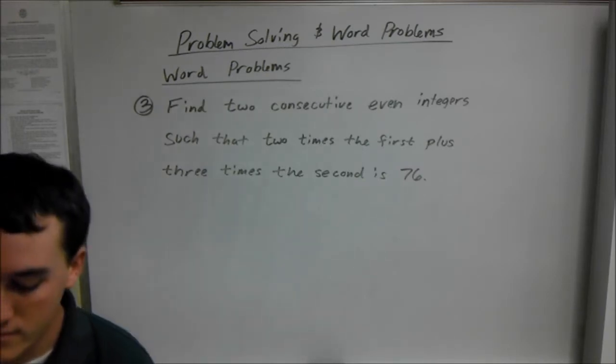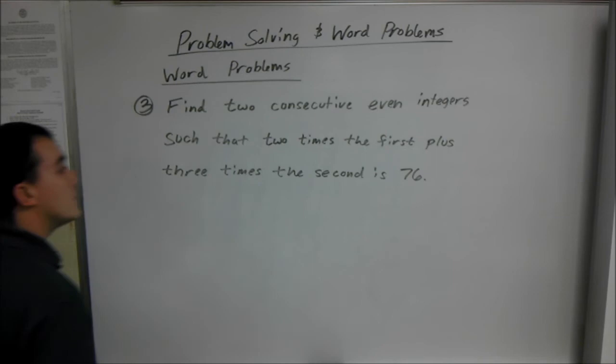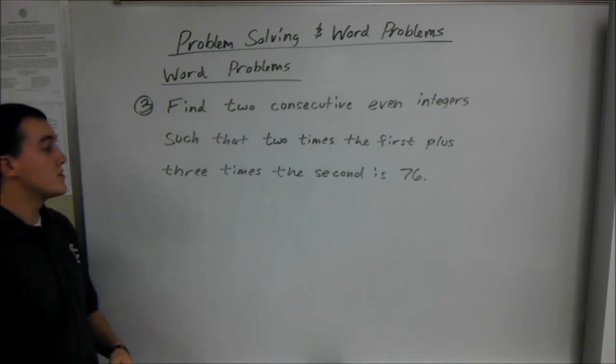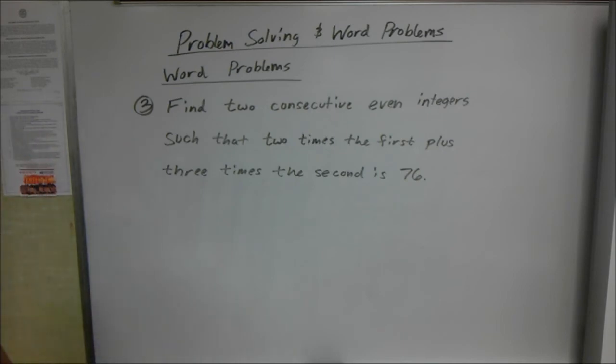And the last problem. Find two consecutive even integers such that 2 times the first plus 3 times the second is 76.